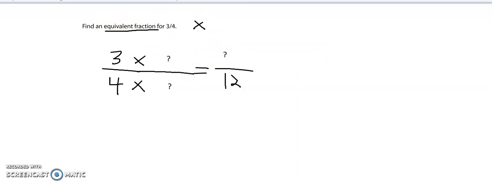So a quick way that we can solve it is we look at our denominator. We know we're changing that to 12. We know for equivalent fractions, we must multiply. So let's count by 4s up to 12. 4, 8, 12. Looking at your fingers, that's what? 3. So 4 times 3 will give me 12. So what I do to the bottom, I must do to the top. 3 times 3 will give you 9.